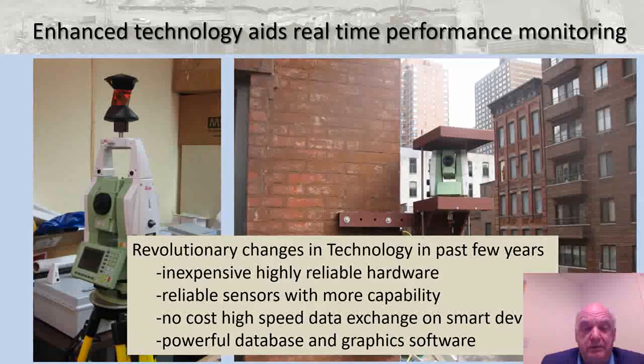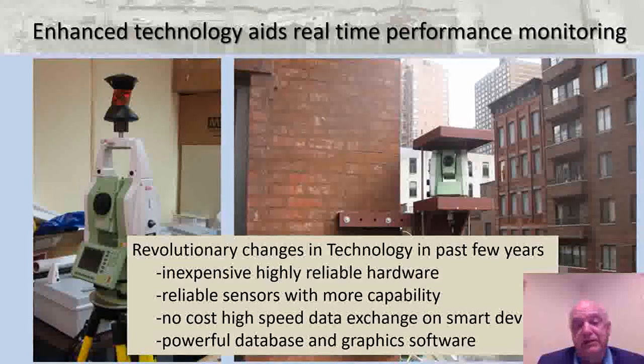So there are other things that make all this possible. And I think we've lost track of just how technology changes have brought us many benefits in the instrumentation monitoring world. We have inexpensive, highly reliable hardware these days. We have reliable sensors with a lot more capability. We have essentially no-cost, high-speed data exchange on smart devices. And we have powerful database and graphics software that lets us track these large quantities of data that come in, reduce them quickly, get them into a graph, send them back out. So literally we can turn around and respond in minutes now, not days like years ago.